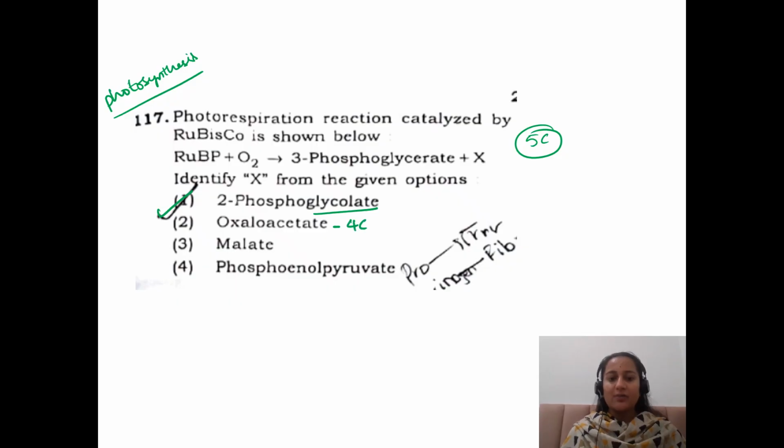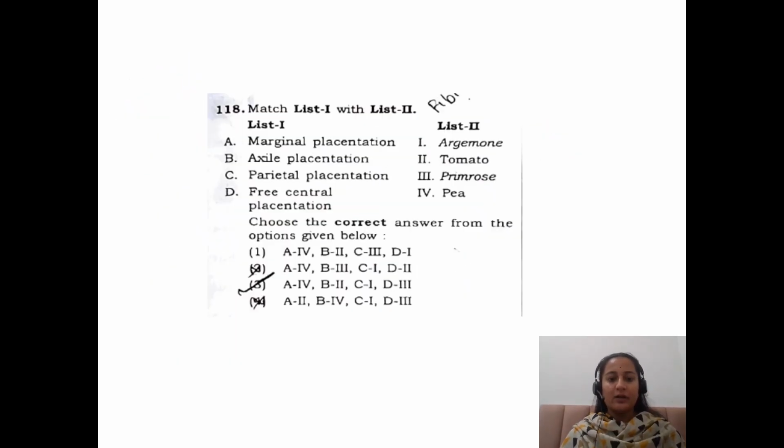Oxaloacetate is a 4 carbon, malate is 4 carbon, phosphoenol pyruvate is 3 carbon. 3-phosphoglycerate, PGA was already given, which is a 3 carbon compound. Another will be the 2 carbon compound. RuBP is a 5 carbon compound. Answer will be phosphoglycolate.